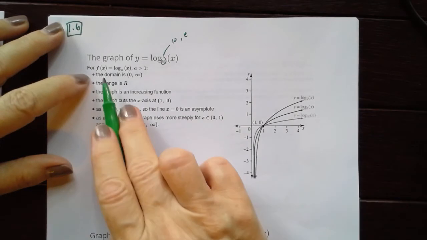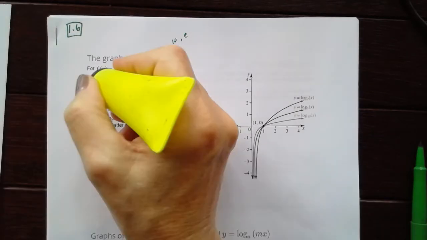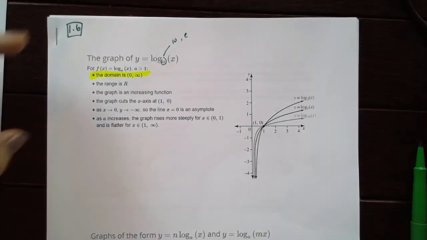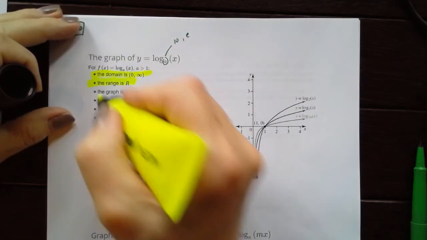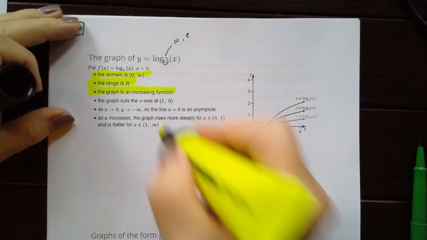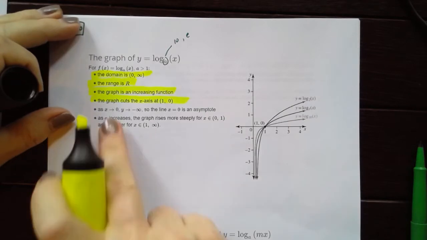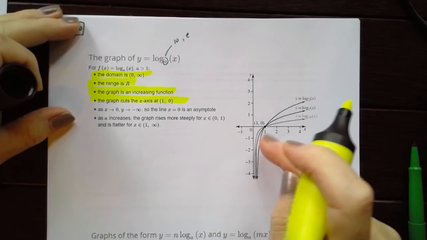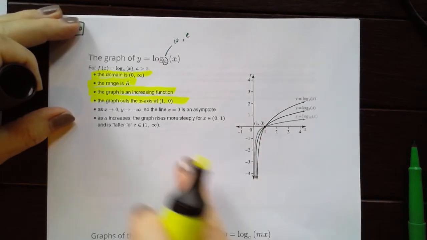You need to know that the domain of the function is always bigger than 0, that the range is all real numbers, and the graph is an increasing function. And this is really important: it cuts at (1, 0). As x goes to 0, as x gets really close to 0, the graph goes to negative infinity, so I've got this big tail here. So the line x equals 0, or the y-axis, is a vertical asymptote.